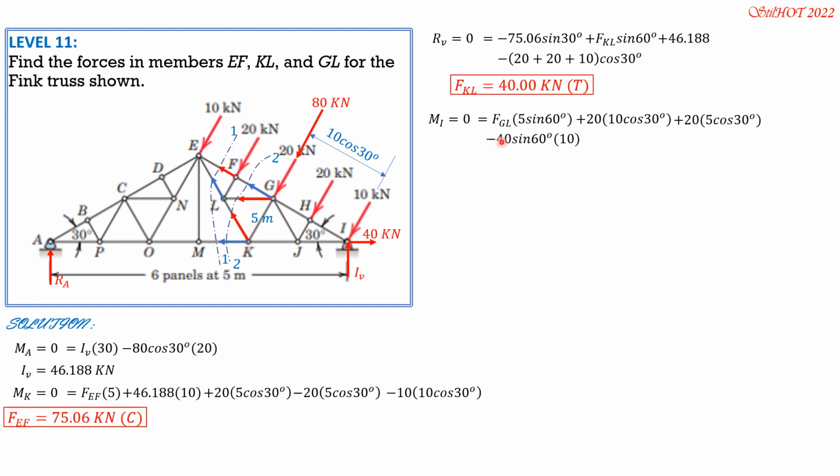So we can now solve FGL. 40 sine 60 times 10 minus 20 times 5 cosine 30 minus 20 times 10 cosine 30. Then the result is divided by quantity 5 sine 30. So FGL is equal to positive 20 kilonewtons, and it is tension also. So that's it.